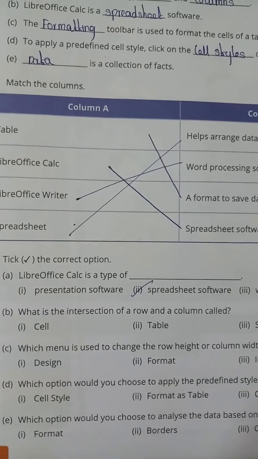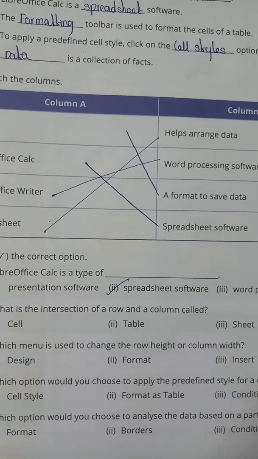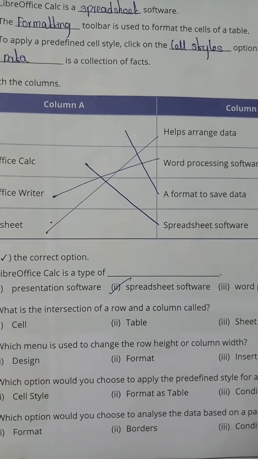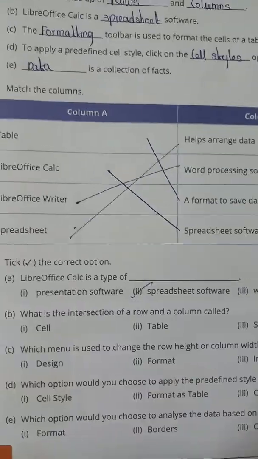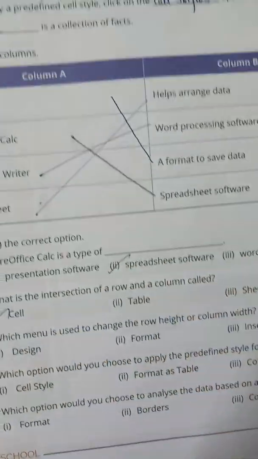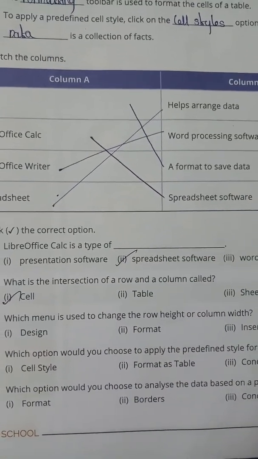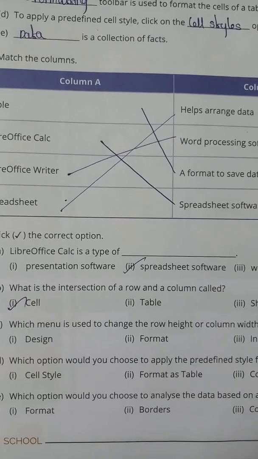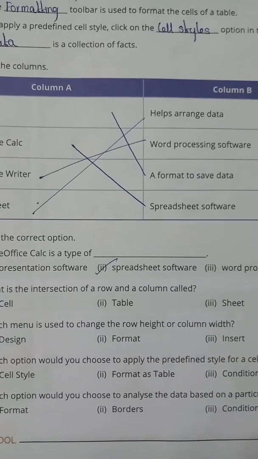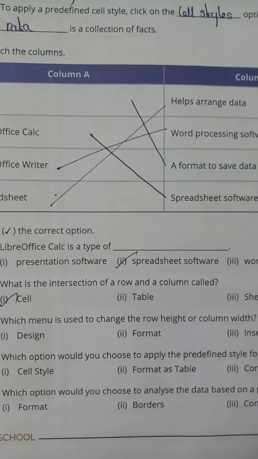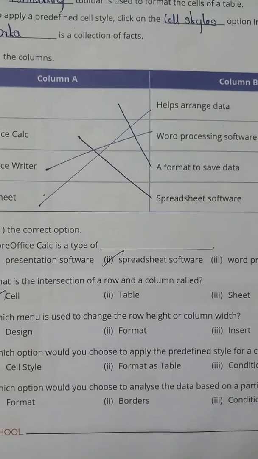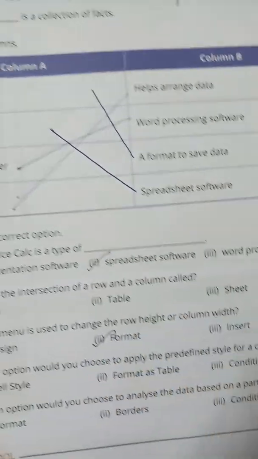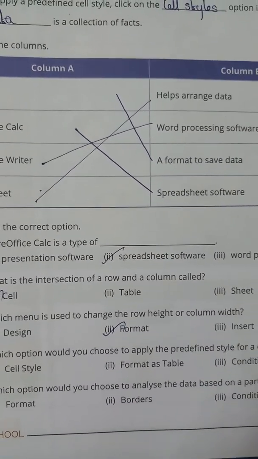What is the intersection of a row and a column called? Cell. The answer is cell. Cell is the intersection of a row and a column. Which menu is used to change the row height or column width? The Format menu is used to change the row height and column width.